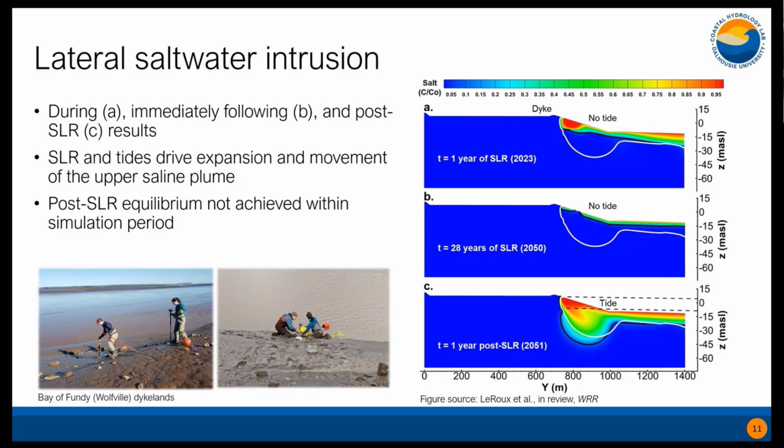So this is 1 year into the sea level rise simulation, and then panel B shows immediately following the sea level rise, so in 2050, you can see the upper saline plume is completely gone, which of course makes sense because the tides weren't turned on. And then panel C shows 1 year post sea level rise with the tides reintroduced. So you can see that sea level rise and tides both drove expansion and movement of the upper saline plume, moving from the initial condition white line to the new extent of that upper saline plume shown in black.